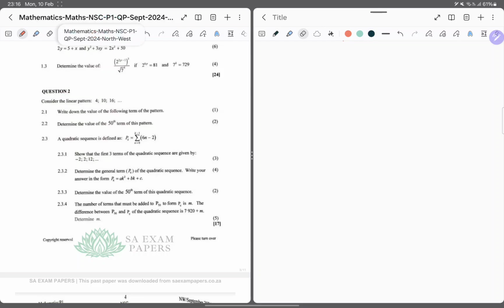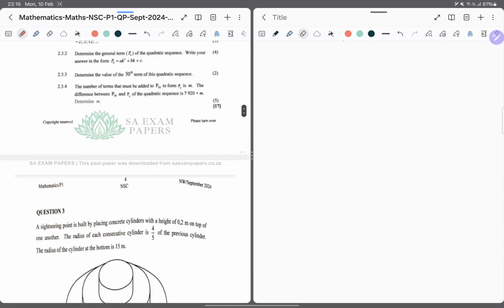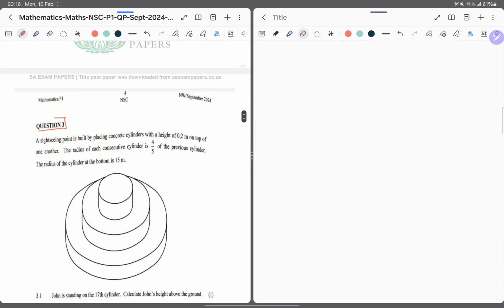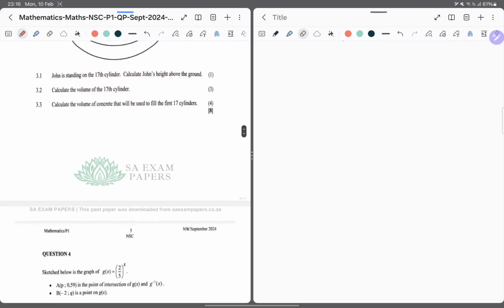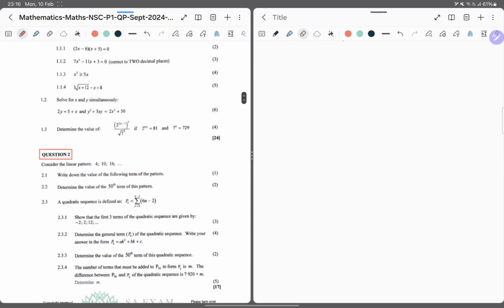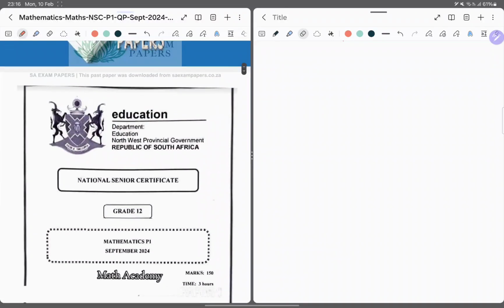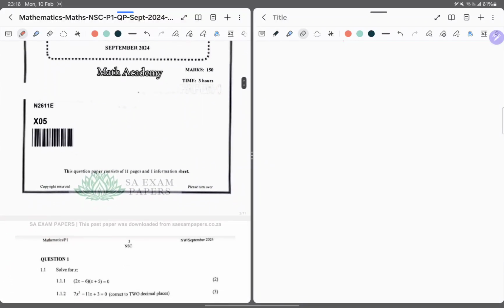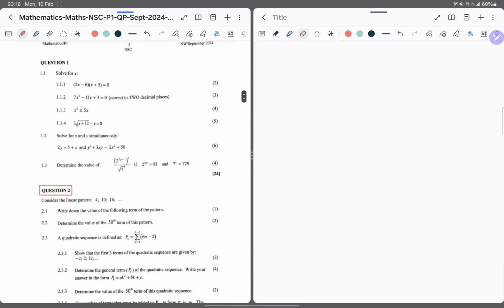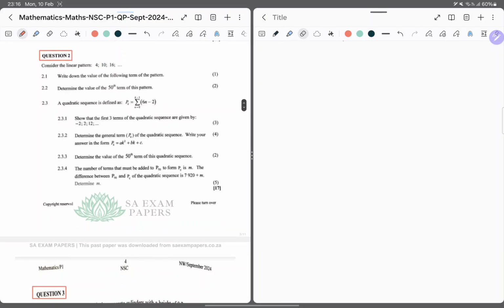So this paper was from the Northwest Trial last year. We're going to focus on question 2 and question 3, which is sequences and series, so that you can appreciate this. I'll leave the other sections for later. I will do this question paper at a later stage, okay? So I got it from essay exam papers. It looks like some academy submitted this, whatever. So let's look at this question 2 nicely and go on with it as best as possible.